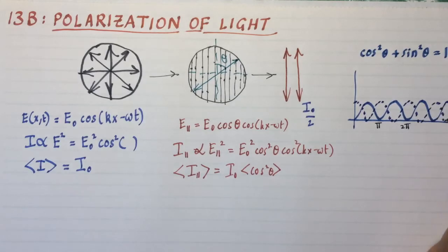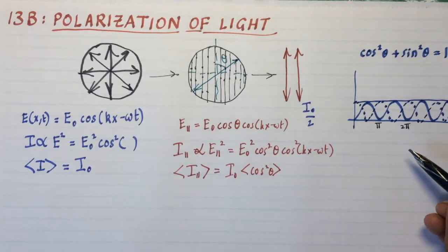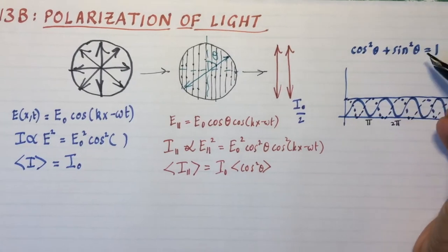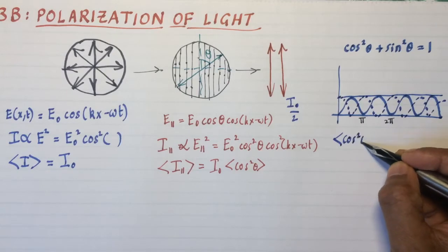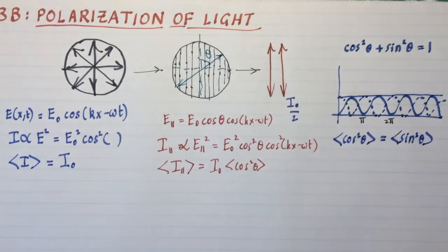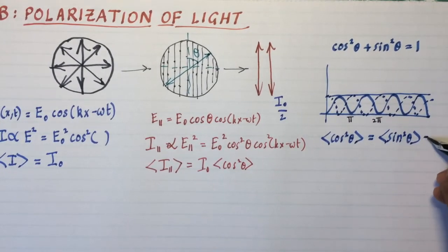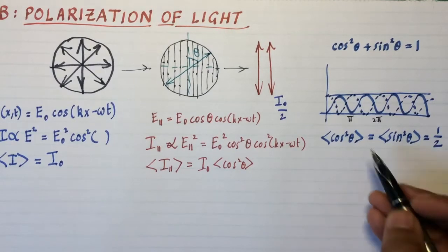Now when you add these two graphs up, you're going to get 1. The value is going to be 1 if you add these up. That means the average value of cosine squared theta is equal to the average value of sine squared theta, because the graphs look identical except that they are displaced by pi by 2. And so each one is going to be half. That's an easy geometrical proof of this fact.